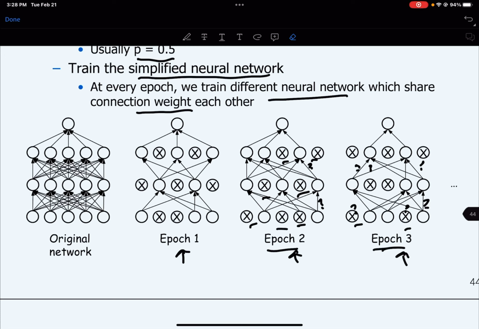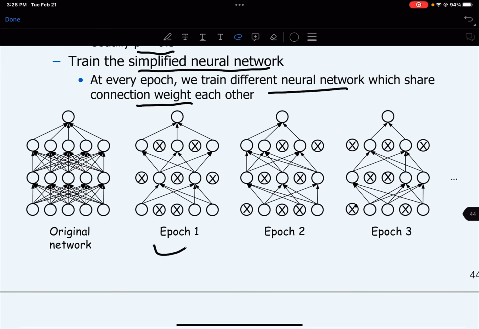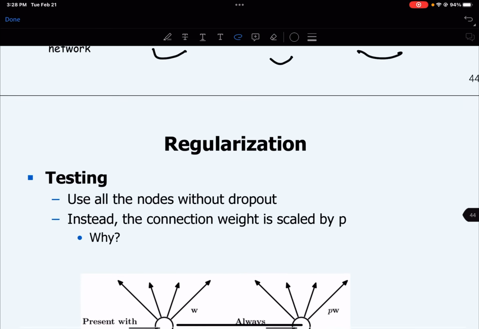So this is the case of a fully connected network. In the fully connected networks, we can reduce the number of links or trainable weights by using the concept of dropout, and each epoch will have a different number of nodes that are fired.